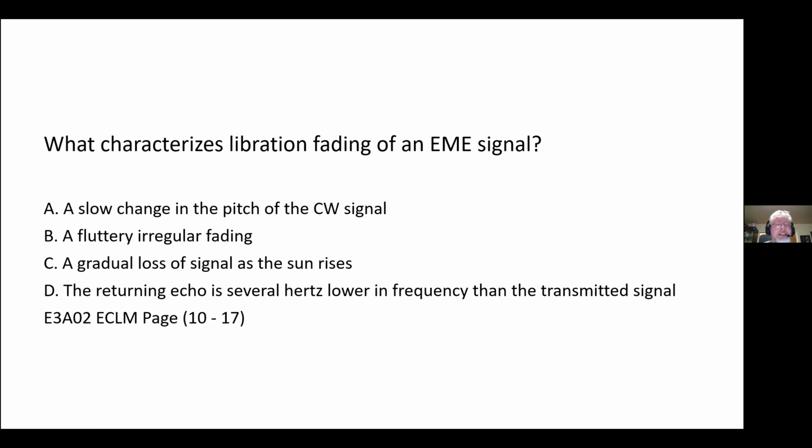What characterizes libration fading of an EME signal? A, a slow change in the pitch of the CW signal. B, fluttery, irregular fading. C, a gradual loss of signal as the sun rises. Or D, the returning echo is several hertz lower in frequency than the transmitted signal. Bravo. Bravo is correct. A fluttery, irregular fading.